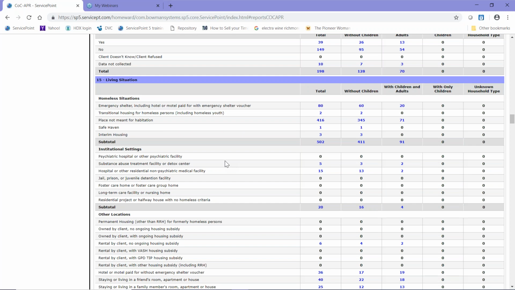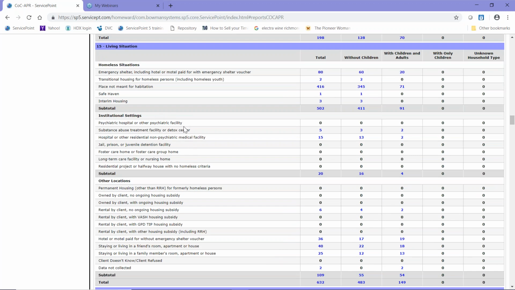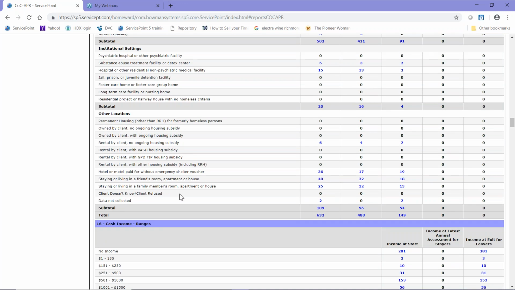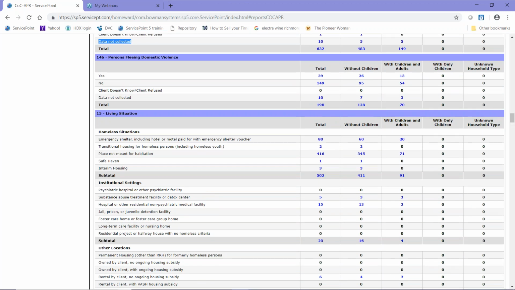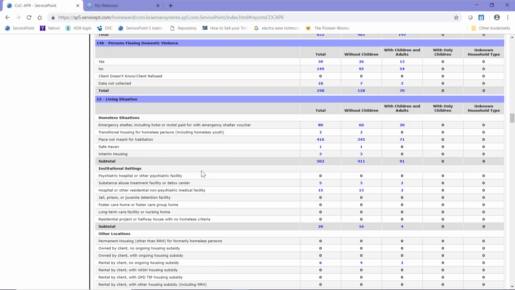Question 15 is probably the most important one, and that is, where did you sleep last night? So remember, if you're an emergency shelter project or a rapid rehousing project, you should be only serving homeless clients. So the majority of your answers should be in this first section. So depending on your project, you may have clients in the next subsection or the next subsection, okay? So it's going to depend on your project where your data should fall.